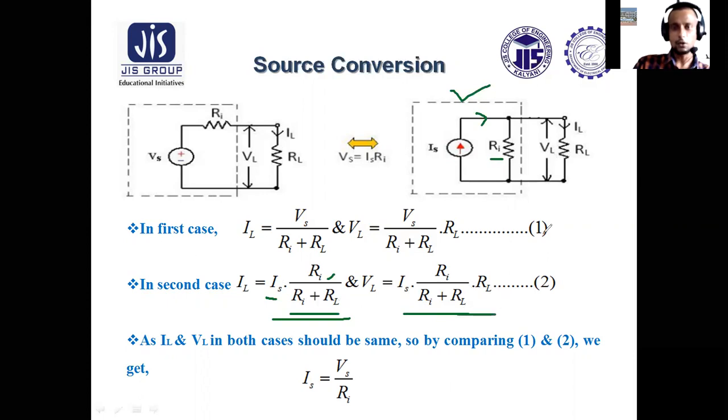Okay. Now comparing these two equations, as I said earlier, during this conversion from voltage source to current source, the output voltage and current should never be affected. So IL in this case and IL in this case should remain the same. So let us equate IL of equation 1 and IL of this equation. What will you get?